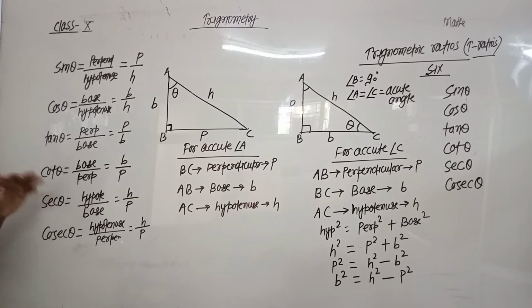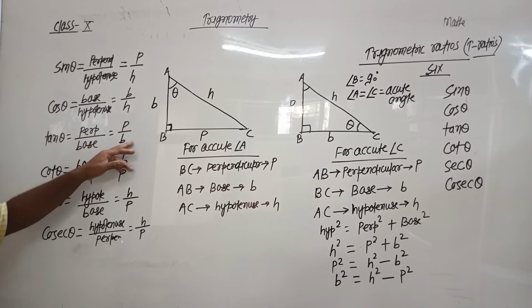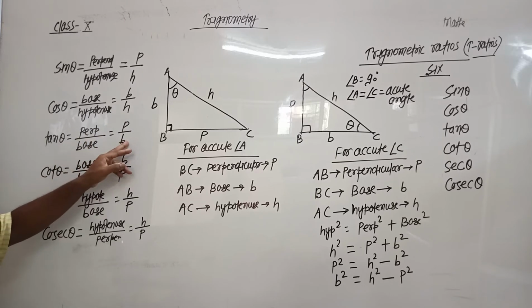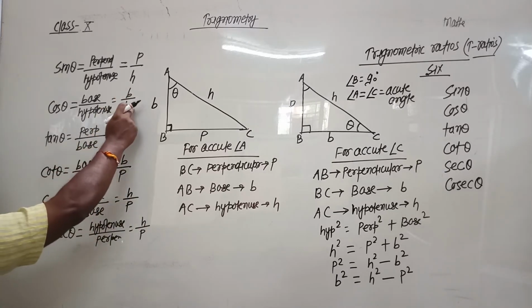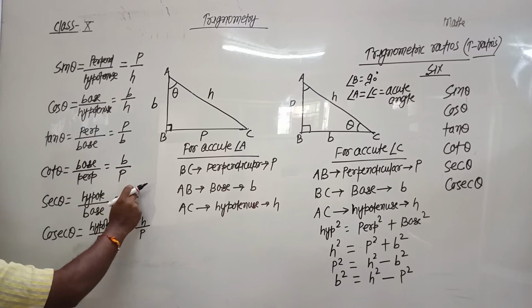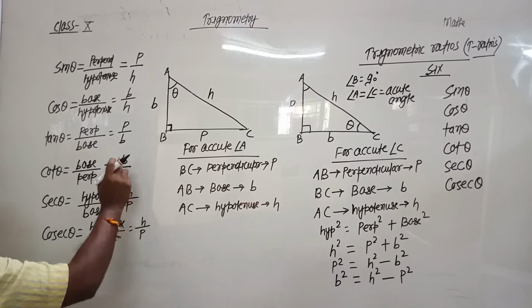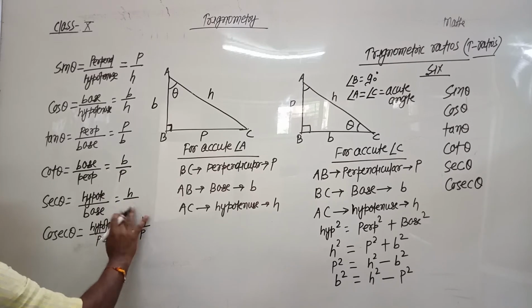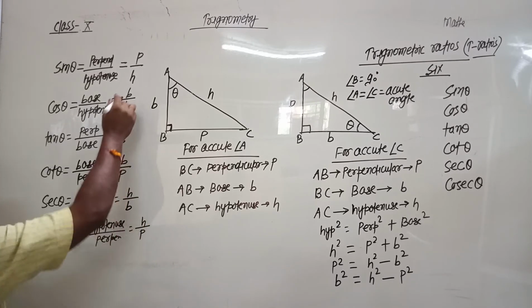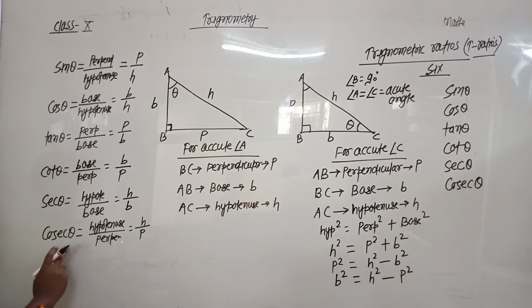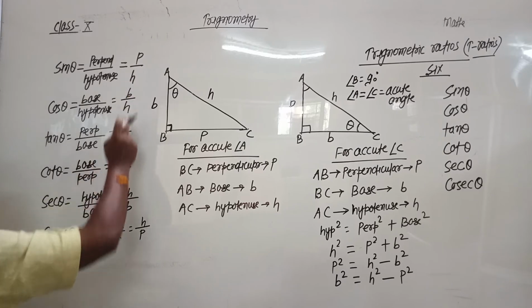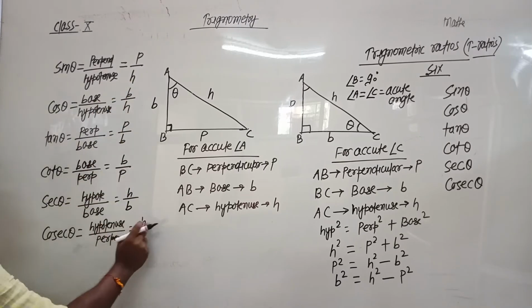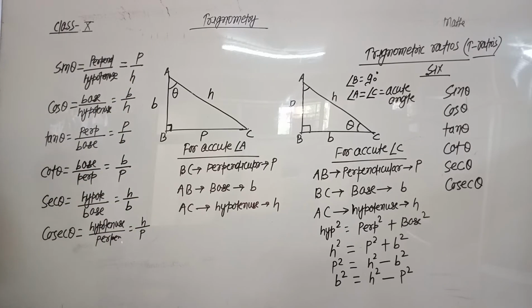To write the formula for cot theta, we take the reciprocal of the formula for tan theta. Sec theta is the reciprocal of cos theta. Cos theta is B by H, so its reciprocal is H by B. And cosec theta is the reciprocal of sin theta. So sin is P by H, then the reciprocal of P by H will be H by P.